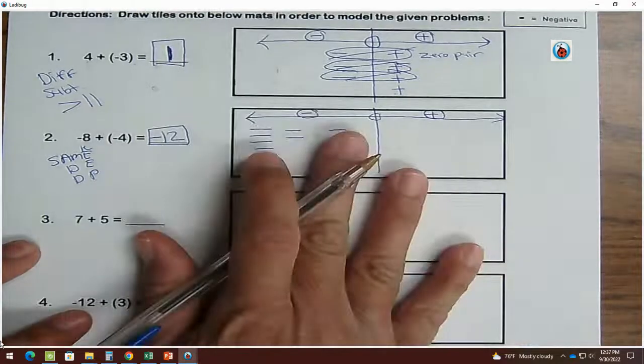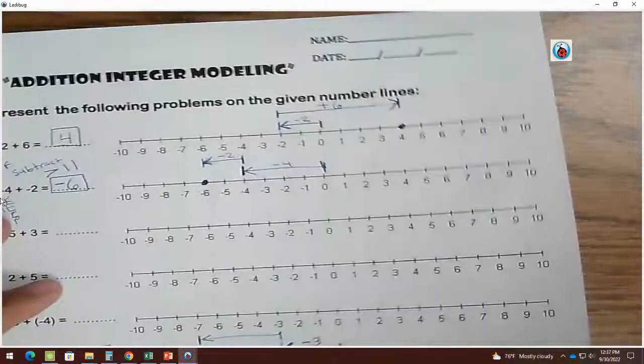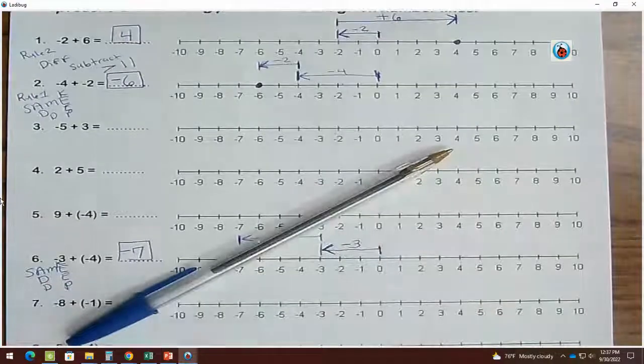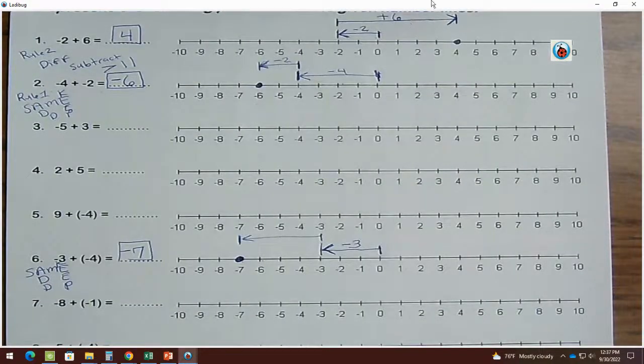This is how you do the one in the back. And this is the one in the front. Hopefully that helps you. It is going to be for a test grade. It's due Monday. Monday I will pick it up.